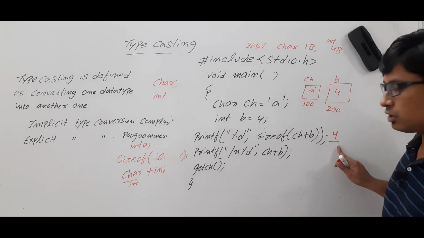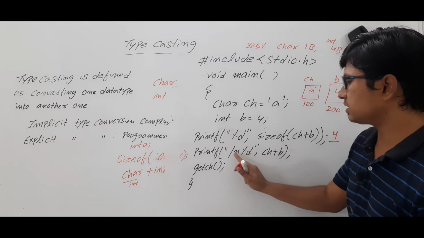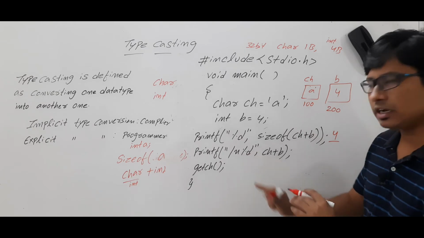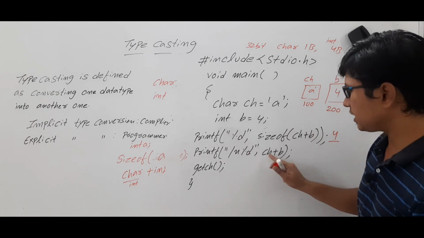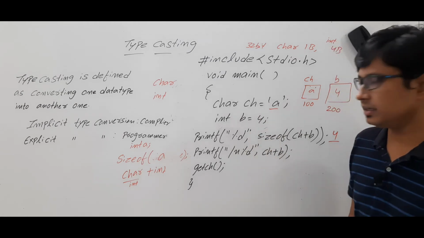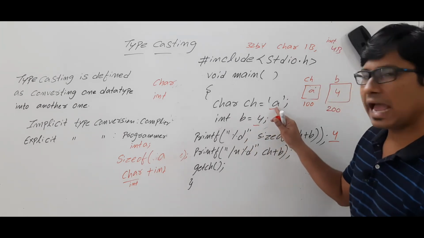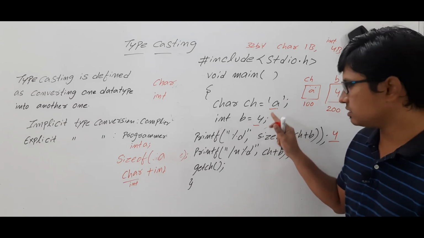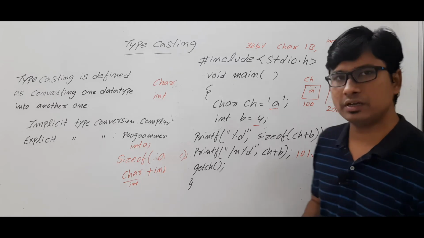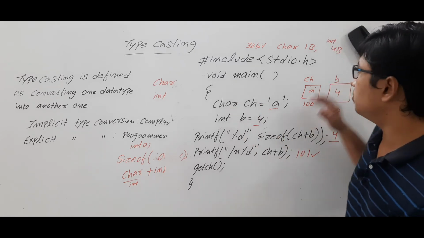I hope you are able to see. Then you are writing printf("%d"), you are writing backslash n, so after printing this one, it will come to the new line, and then you are writing ch + b. ch consists of 'a', and b consists of the value 4. Then the ASCII value of small a is 97, plus 4, so 101 will be displayed as the output. So this is about implicit type conversion with an example.